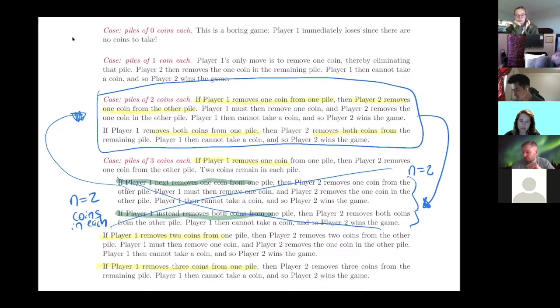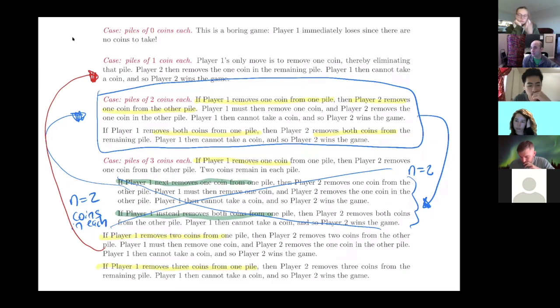And similarly, if they remove 2 coins from each pile, player 2 is going to do the same thing, and then we're back with the case where n is 1, and we've also already proven that player 2 is going to win that scenario. So basically, by removing the same number of coins that player 1 removed, player 2 is able to boil this down to a smaller game, which they've already figured out how to win.